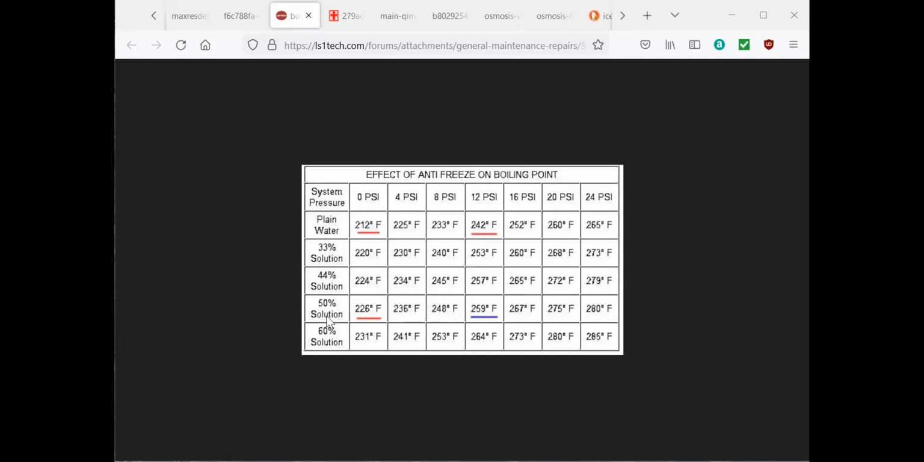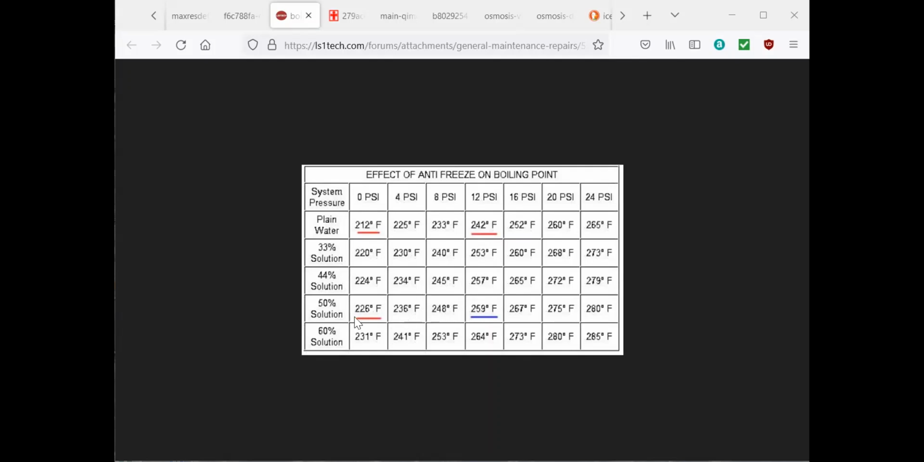So what effect does this have? When we take a look at something like a 50% solution, where 50% of that solution is water and 50% is antifreeze, I've increased my boiling point to 226 degrees Fahrenheit. If I increase my pressure by having the cap on, so my radiator system is not at 1 atmosphere but slightly higher than 1 atmosphere, look at this. The boiling point of my 50% antifreeze mixture is 259 degrees Fahrenheit.